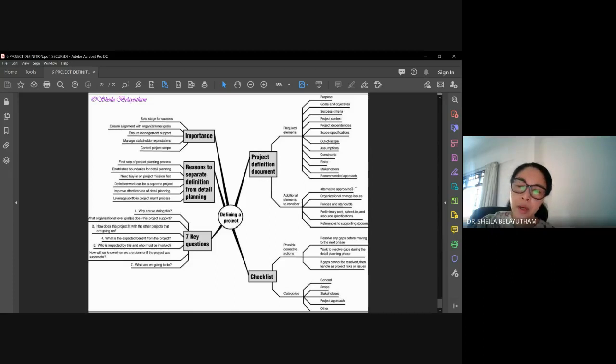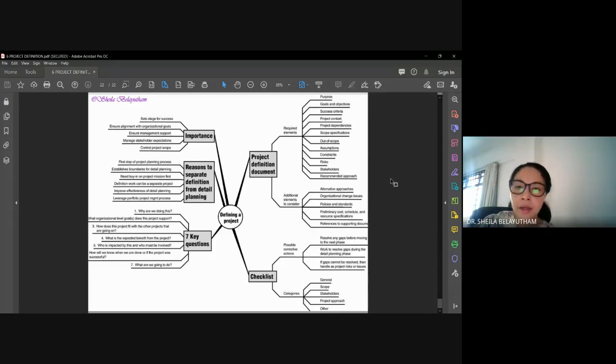Because when we are at the stage of project definition, rather than using approach A, you might go for approach B. In a simple manner, for example, rather than going with cast in situ, you might go for precast, 100% precast. So there are alternatives in doing work, especially for construction nowadays. But with that alternative, you need to also check the time, the cost, the constraints, and so on.